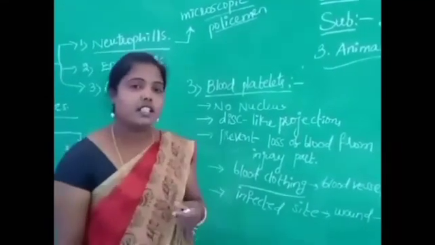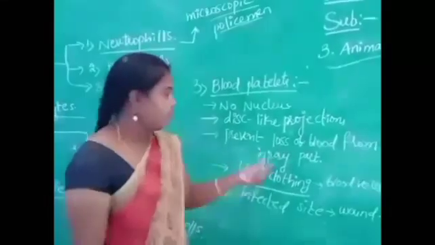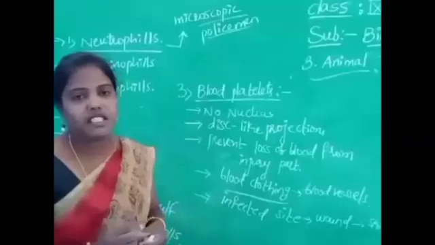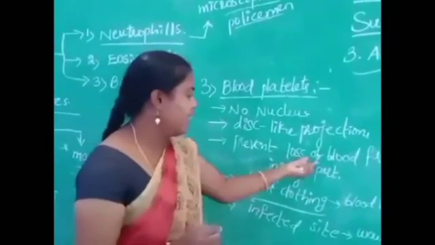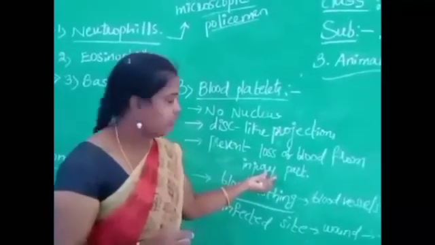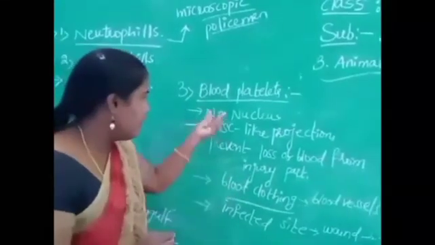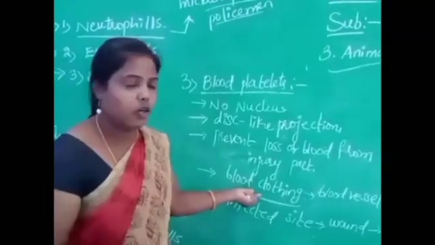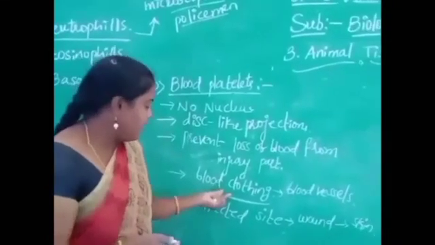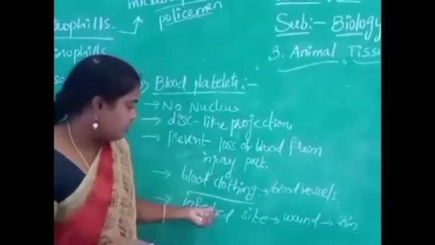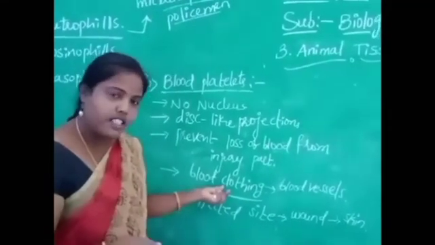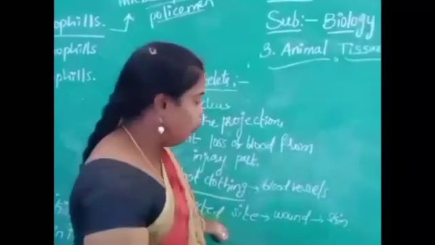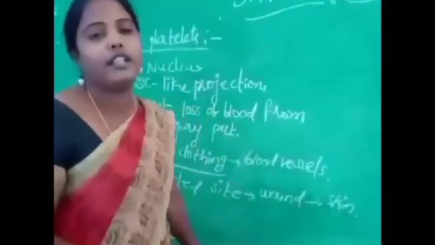When the blood vessel is injured, at that time the blood platelets accumulate at the site of the blood vessels and prevent loss of blood from the injured part. Okay, what is the main function? The blood platelets are responsible for blood clotting in the injured place. Then the infected site area is converted into a wound. After some days the wound is converted into skin.